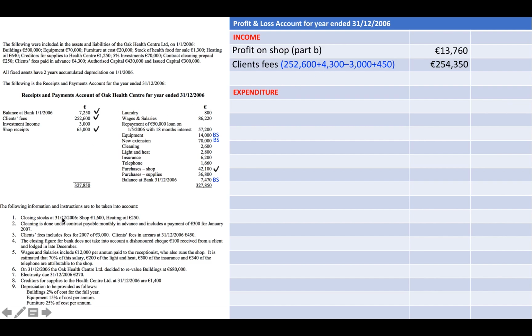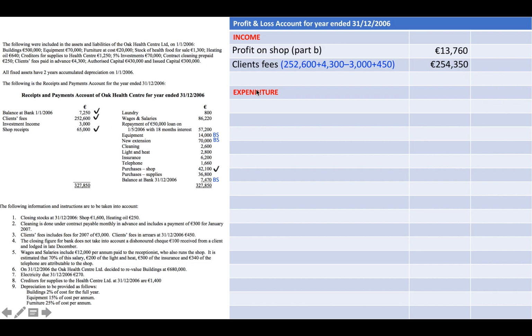And then down in the following information and instructions we have in note 3, clients fees include fees for 2007 of €3,000. So that is for next year. It doesn't relate to this year. So we're going to minus that from our figure for the year. So minus 3,000 there. And then it says clients fees in arrears, so clients fees due that are owed to us, €450. So we plus the €450 there. So €254,350. Then we have investment income.